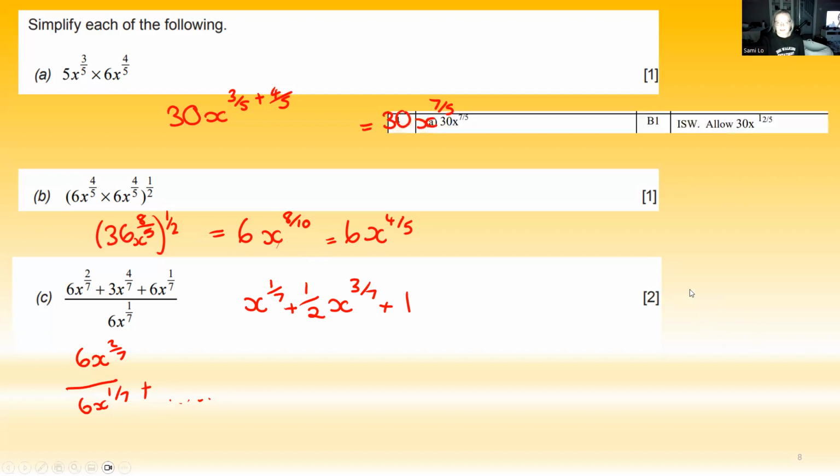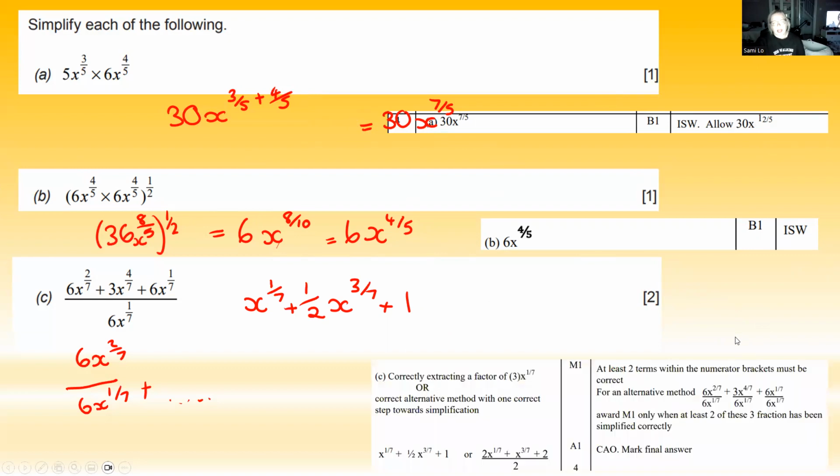Okay, let's look at the answers. Sorry, I've written over it again, but as you can see, it's 30x⁵, and it did say allow it as a different version. Number 2 is 6x⁴, and basically if you've got another version of that, so with the 8/10, you probably would have still got the mark, but it's always good to cancel down. And then the last one is the correct method of extracting the factor of 3x⁴, but obviously if you did it as I did, where you divide by 6, that's fine as well.